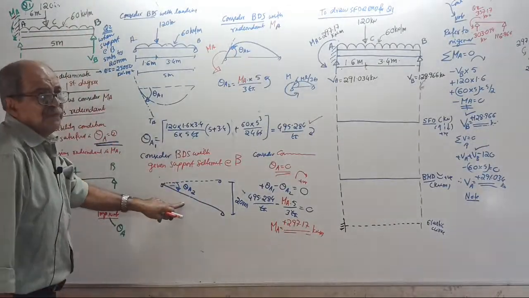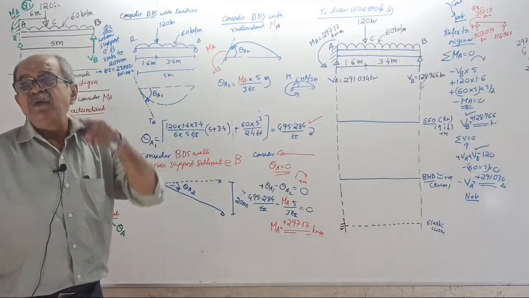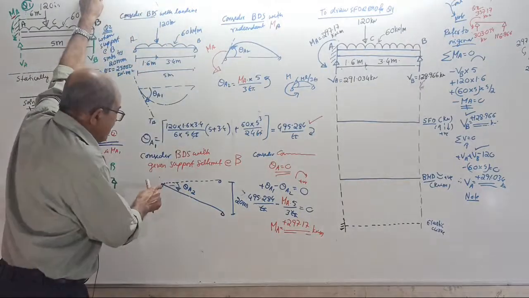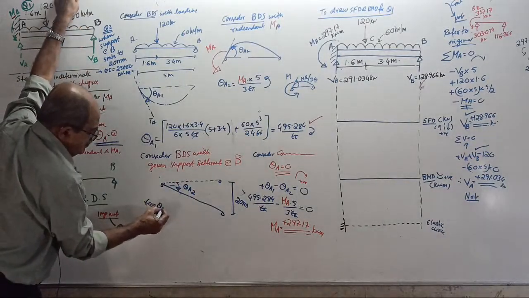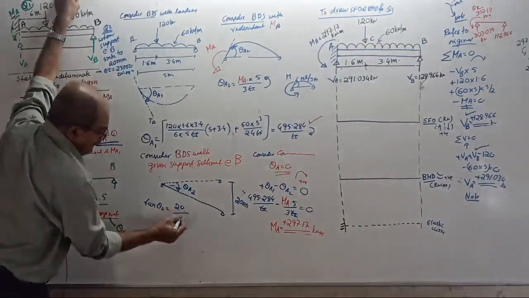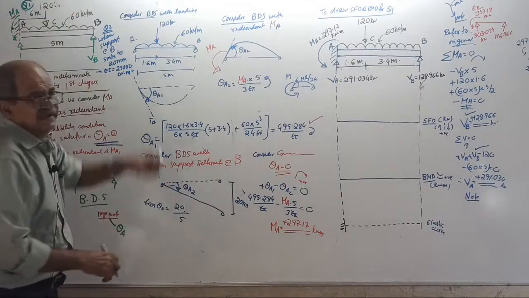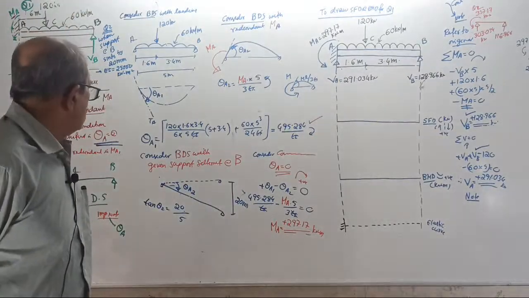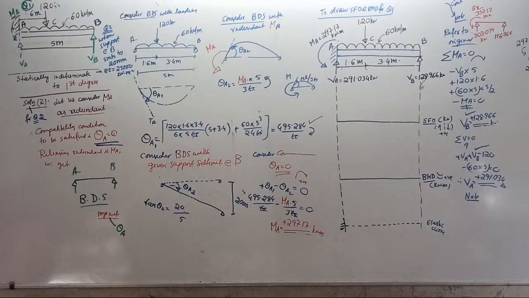Our purpose is we want the rotation at A. Now you take the effect due to that 20 mm. See, tan theta A2 equal to what? 20 mm divided by 5, correct? Is tan theta A2 equal to 20 mm by 5, is it correct? Yes, sir. Correct. Tan theta A2 equal to 20 mm by 5 is correct.